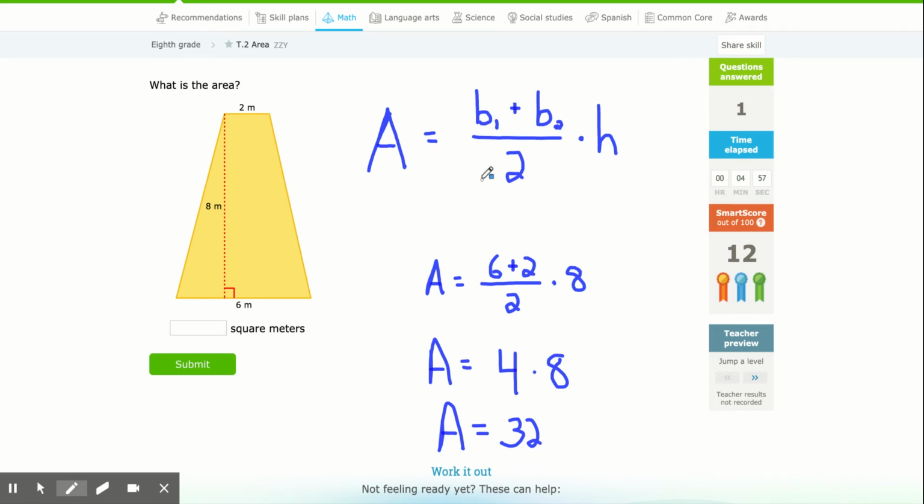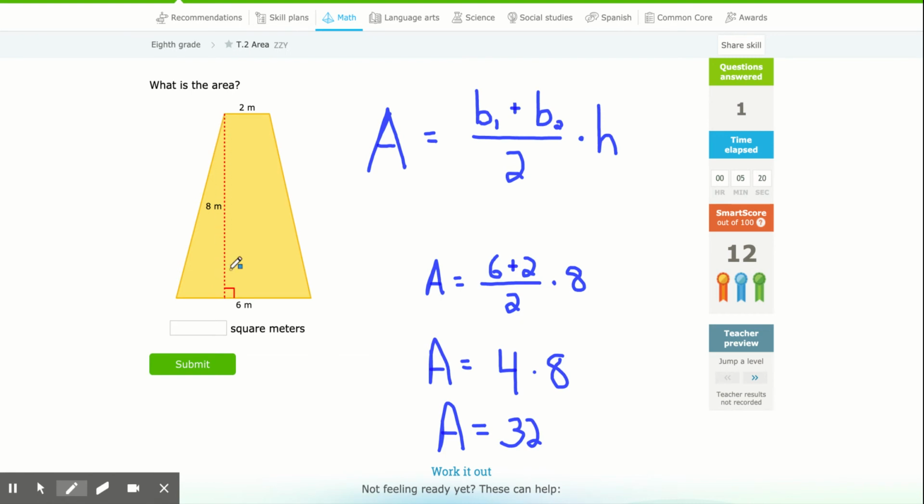For a trapezoid, we always got to remember that we want to take the average of the two parallel sides, what we call the bases. So the formula is base 1 plus base 2, and we divide by 2, which is just the average. Just take the average of the two parallel sides. 2 plus 6 is 8. 8 divided by 2 is 4. Times it by the perpendicular height.